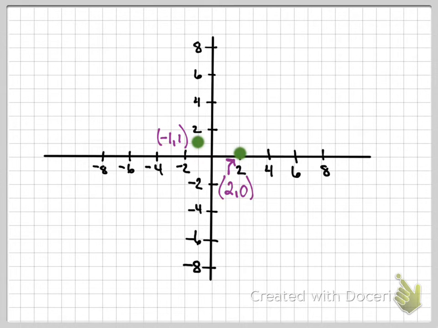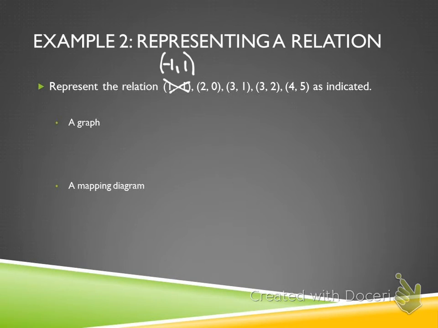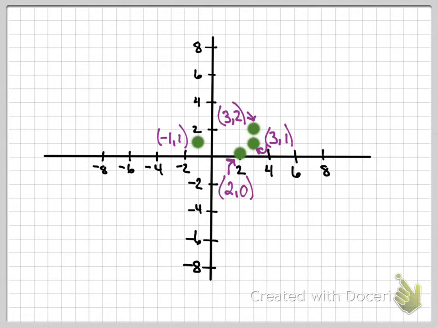So 2, 0. Then we went 3, 1. Then 3, 2. Those are real close to each other. 3, 1, and we can kind of draw the arrow. And 3, 2, that's this point right here. And then the last one was 4, 5. So I'm going to plot that point at 4, 5 and label the ordered pair. Now I've represented the relation as a graph. That's all I had to do. You're going to have 4 of these on your homework tonight where you set up your graph, plot the ordered pairs, and that's how you represent the relation as a graph.